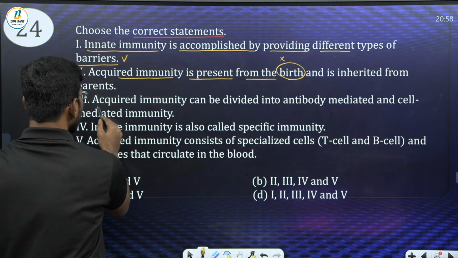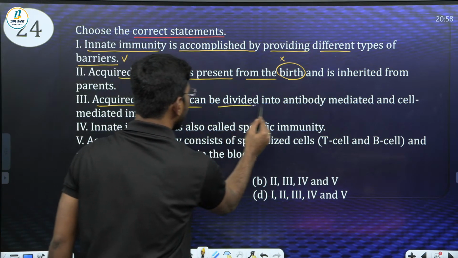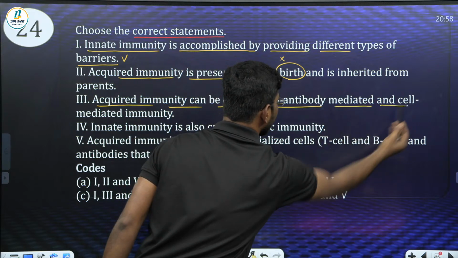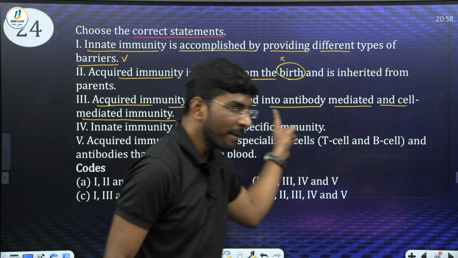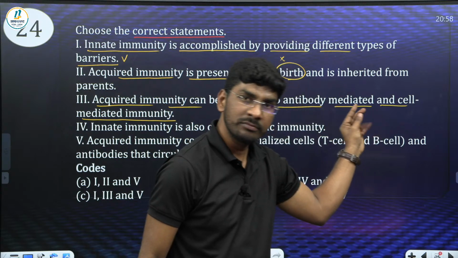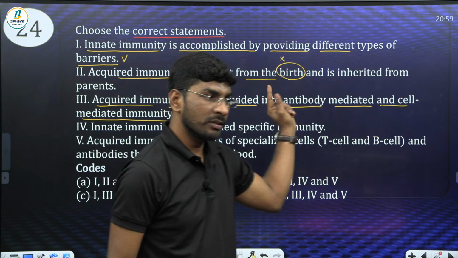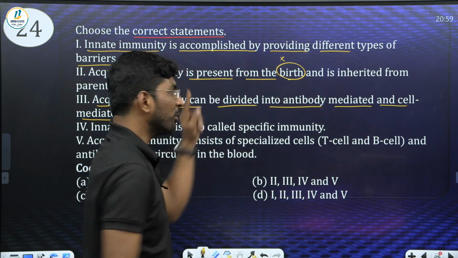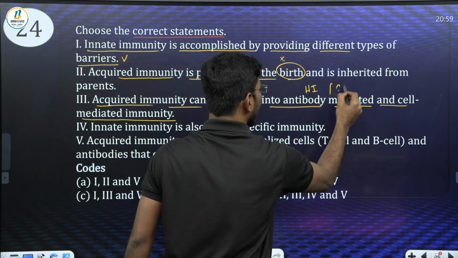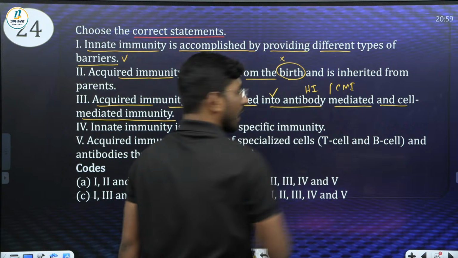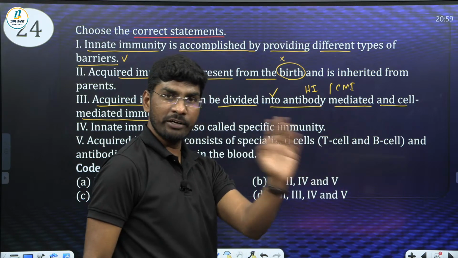See, third one. Acquired immunity can be divided into antibody mediated immunity and cell mediated immunity. Is this correct? Antibody mediated means what, beta? HI and CMI. Yes, sir, it's correct. This statement is correct. Very good.